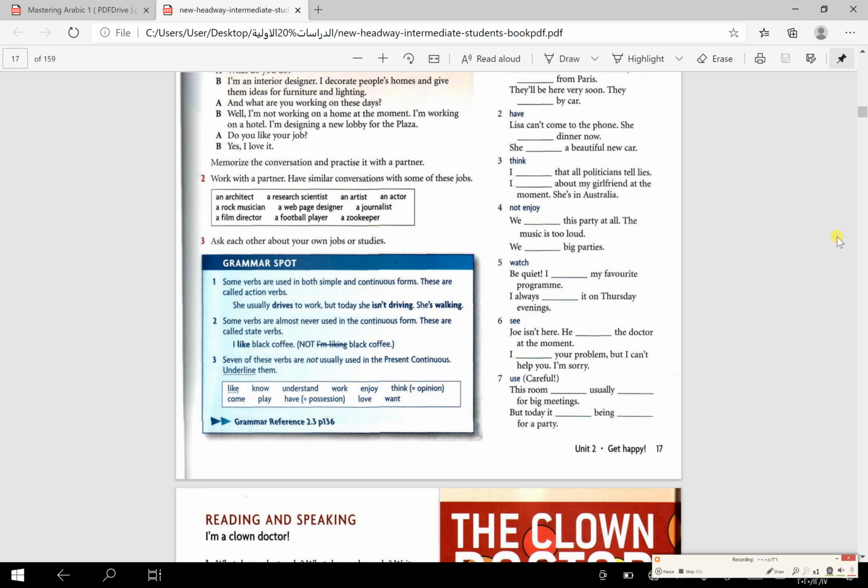Of course, no. Okay, the most important mistake made by most Arabic native speakers is that they use the present continuous, and that makes your speech or your conversation weird, because we use the present continuous when we talk about an action that happens at the moment of speaking.